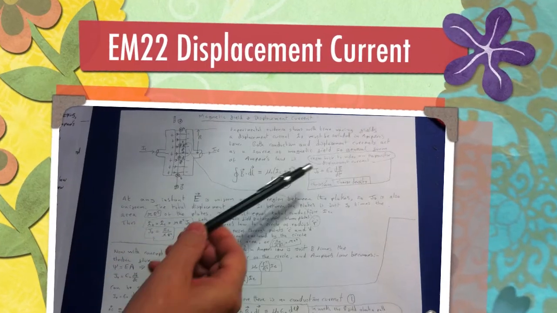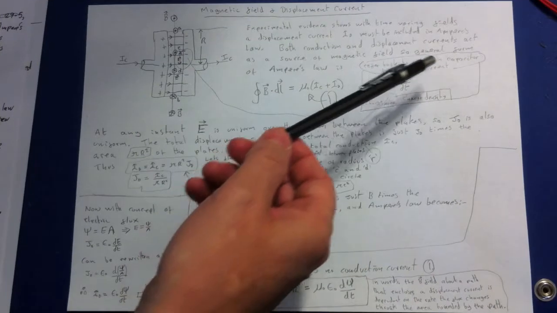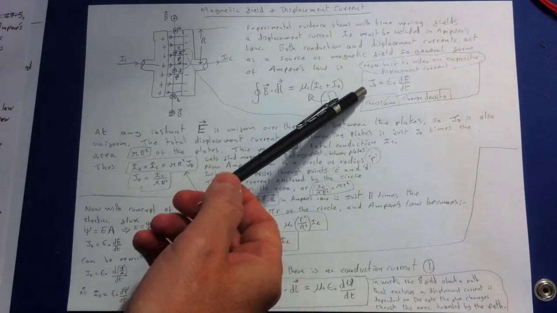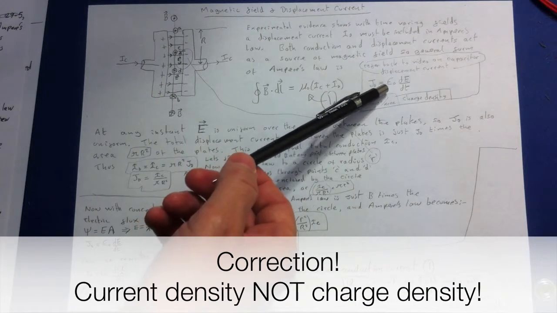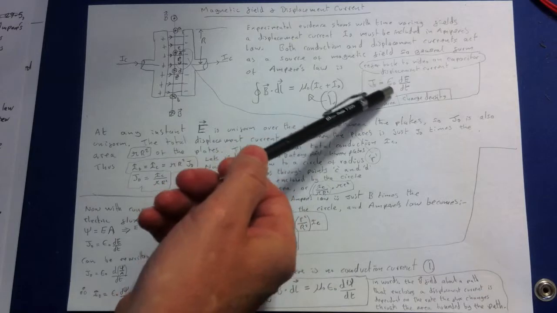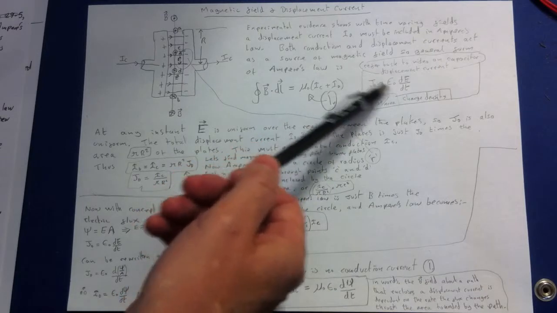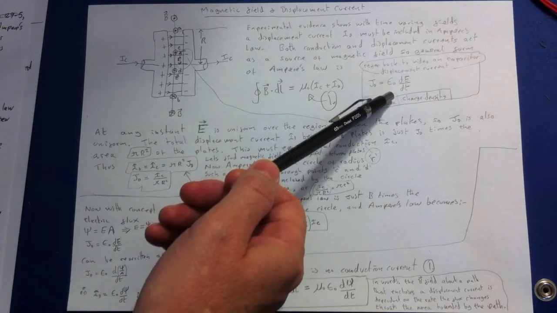In a previous video, I talked about the displacement current with regards to a capacitor, and we ended up calculating that the charge density JD was equal to epsilon naught dE by dt. You might want to refer back to that just to refresh your memory, because we're going to be using this in this tutorial.